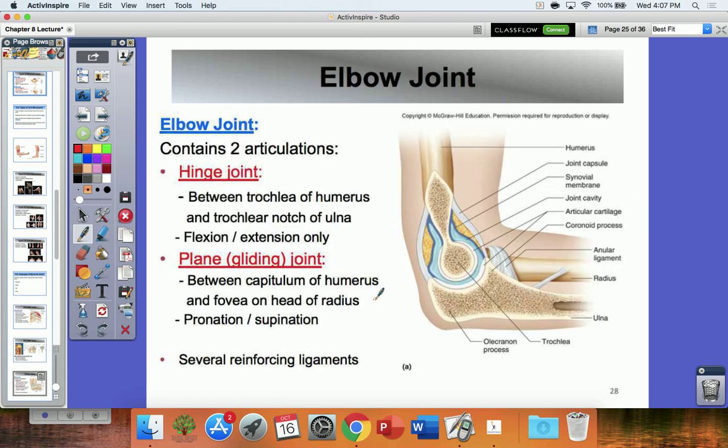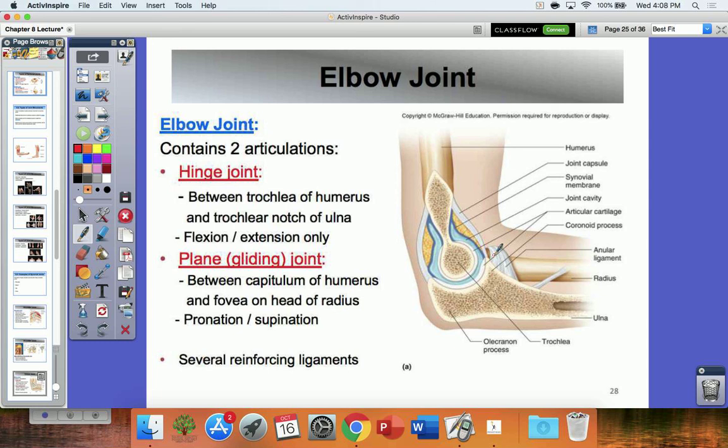Next is our elbow joint. We have a couple of different things happening within the elbow joint. First is our hinge joint between the trochlea of the humerus and the trochlear notch, the U-shaped hook of the ulna. And of course, this allows for flexion and extension. We also have a bit of a gliding joint between the capitulum of the humerus, which is also in this area, and the head of the radius. So they are interacting or articulating in this region.